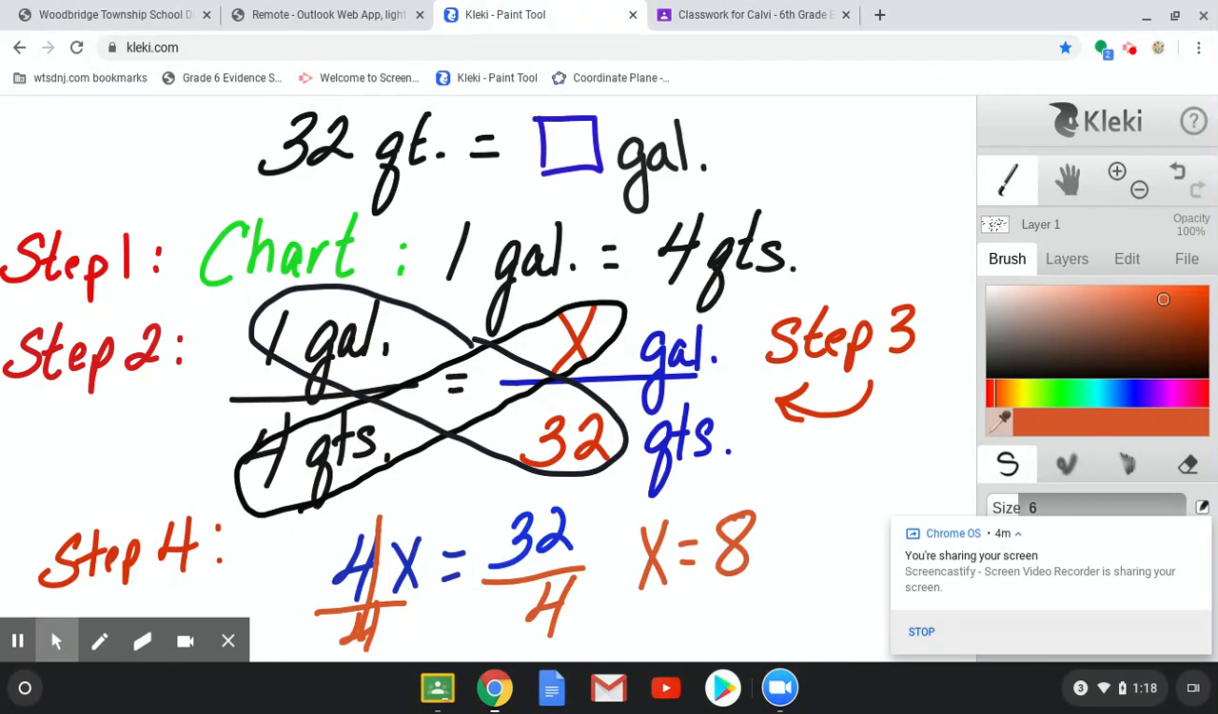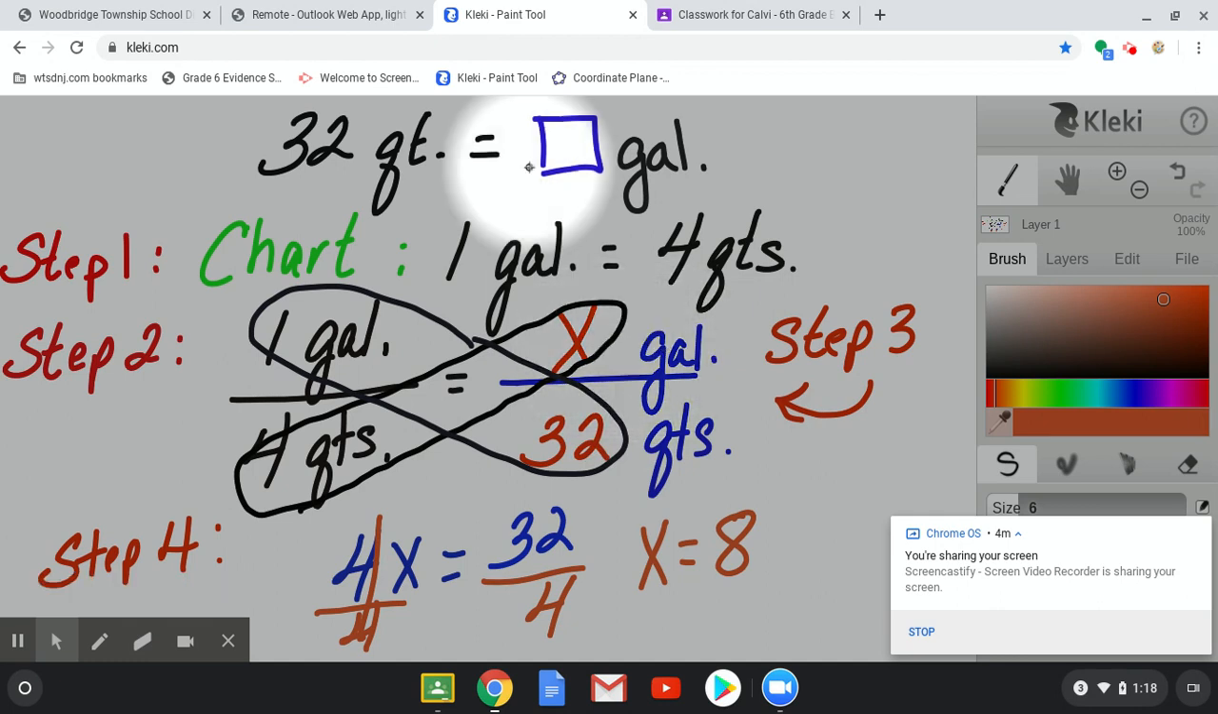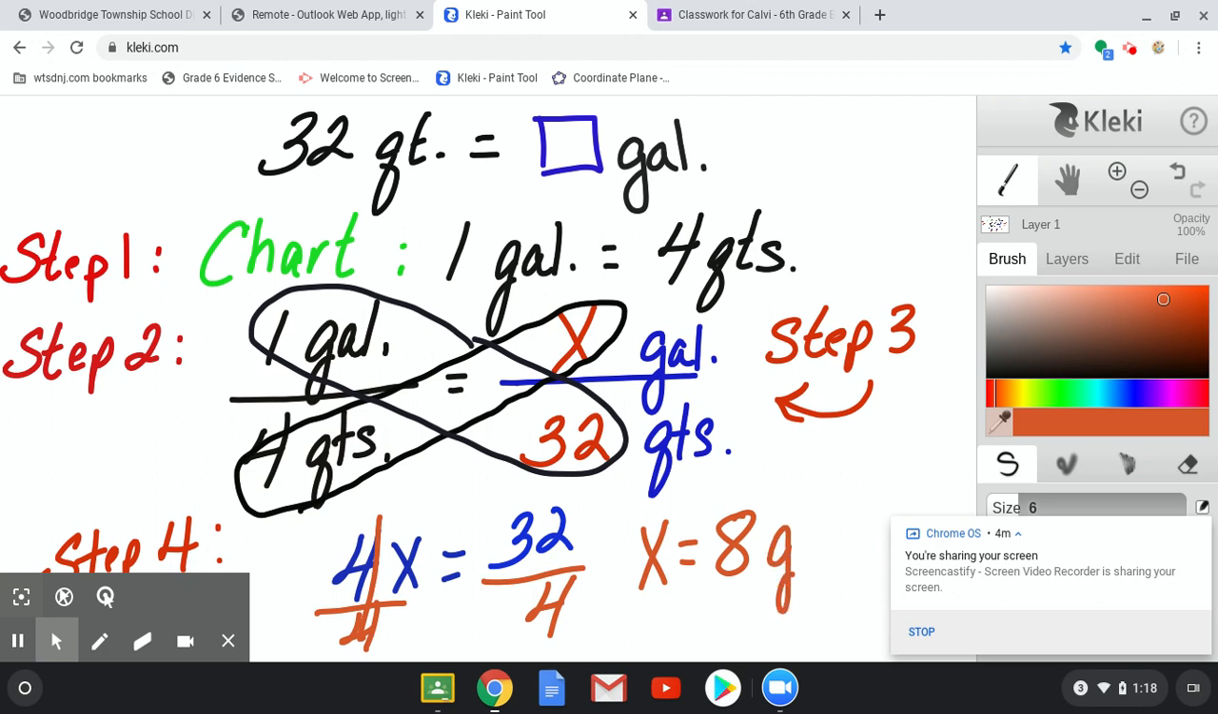Now, what is my unit? What was our unknown? Our unknown was gallons, right? We're looking to see how many gallons. So our unit here would be gallons. And that would be our final answer. 32 quarts is equal to 8 gallons.